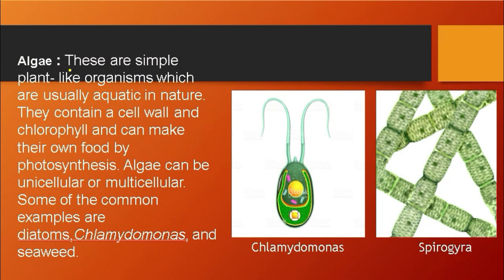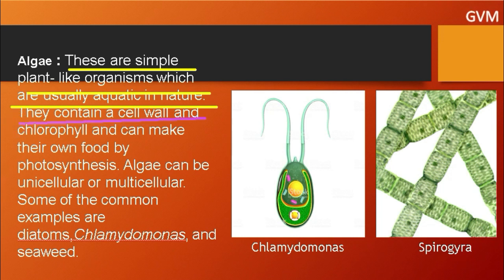Algae. Students, algae are simple plant-like organisms which are usually aquatic in nature. That's why they are usually found in aquatic habitats, meaning damp and marshy land areas and areas where mostly water is available. They contain a cell wall and chlorophyll and can make their own food. Students, they have a special ability to make their own food, so they are also known as autotrophic. Why? Because they perform photosynthesis.